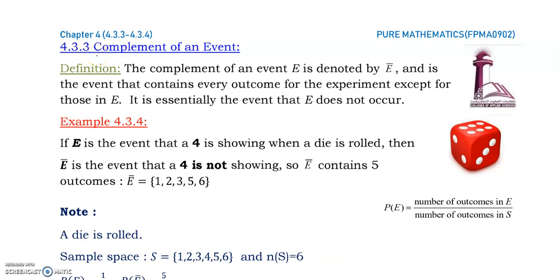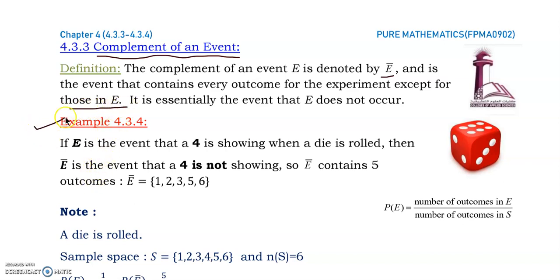Dear students, in this video we are going to see complement of an event and conditional probability. What is complement of an event? The complement of an event E is denoted by E bar and is the event that contains every outcome for the experiment except for those in E.